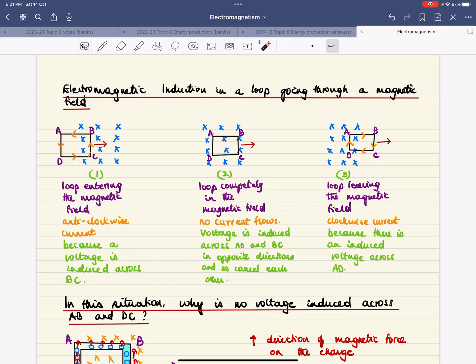Now, when the loop is completely in the field, then no current flows because there's a voltage induced across BC as well as across AB, and these will be in opposite directions and they cancel each other out. When the loop is leaving the magnetic field, you will have a clockwise current because there's a voltage induced across AD, and because the circuit is complete, a current will flow.